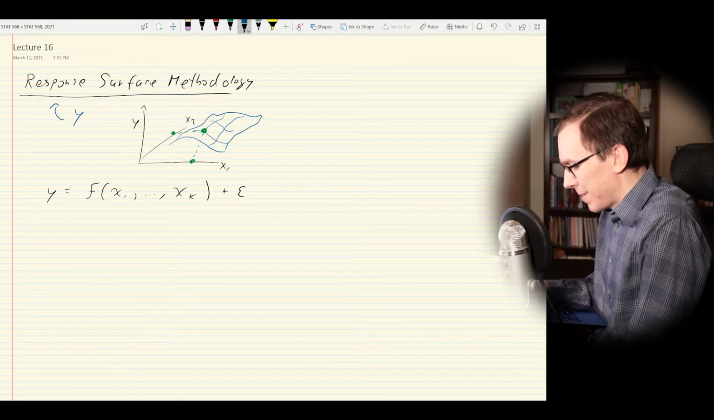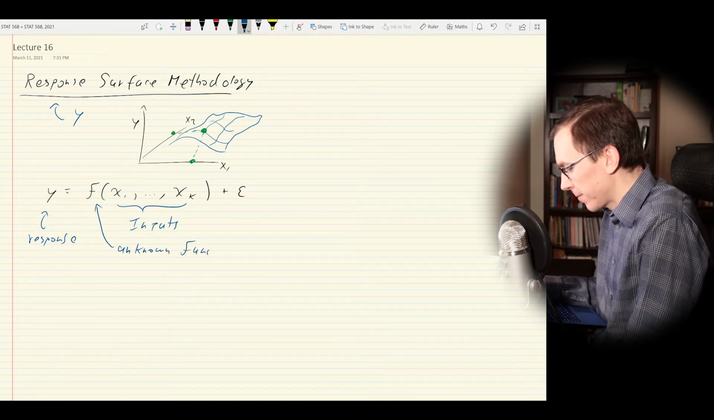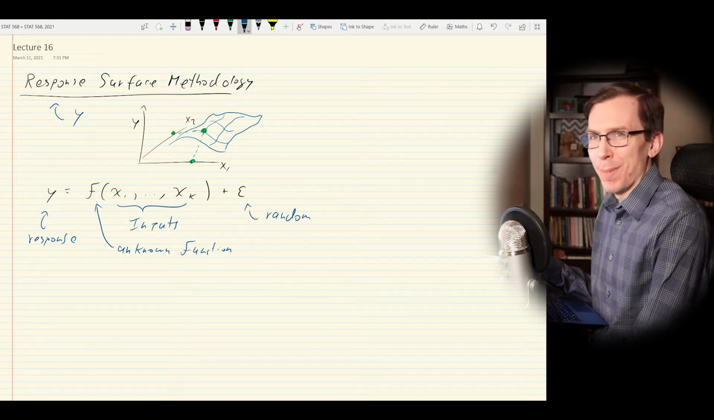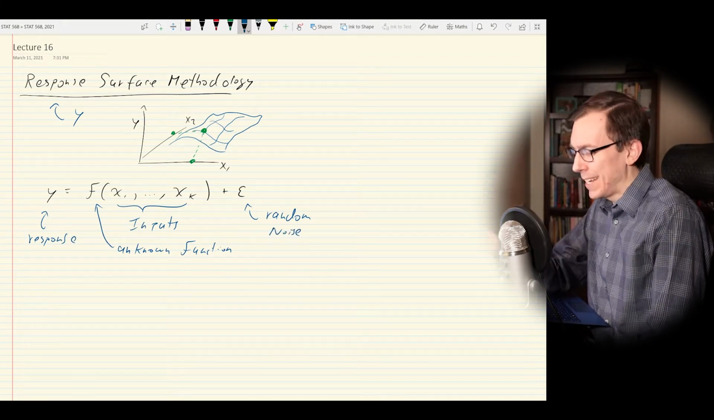So what we have is we have our response. We have our inputs. We have an unknown function. And because we're in stats class, we have random noise. Right? Maybe if you're doing modeling in another class, you don't have to deal with random noise, but this is random noise. This is a stochastic optimization tool.